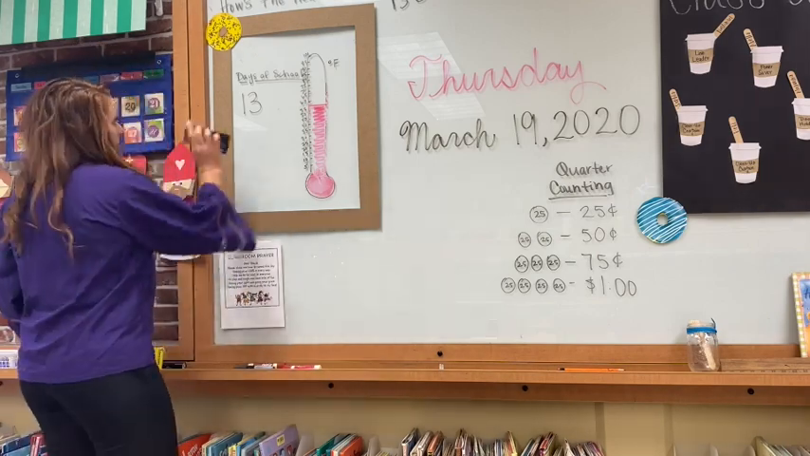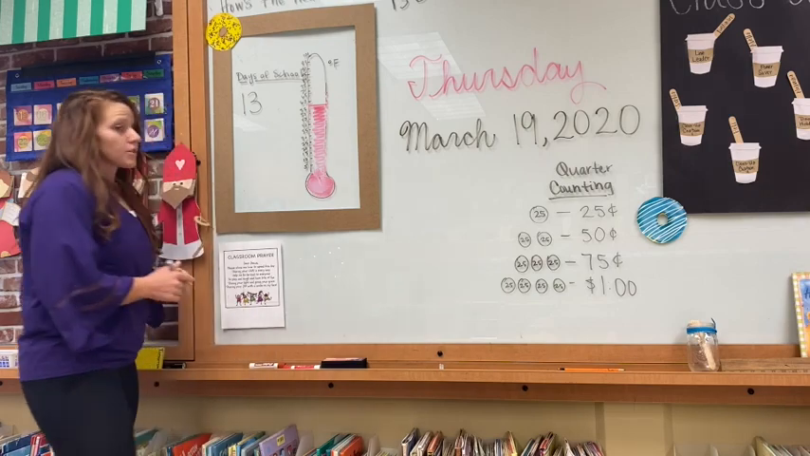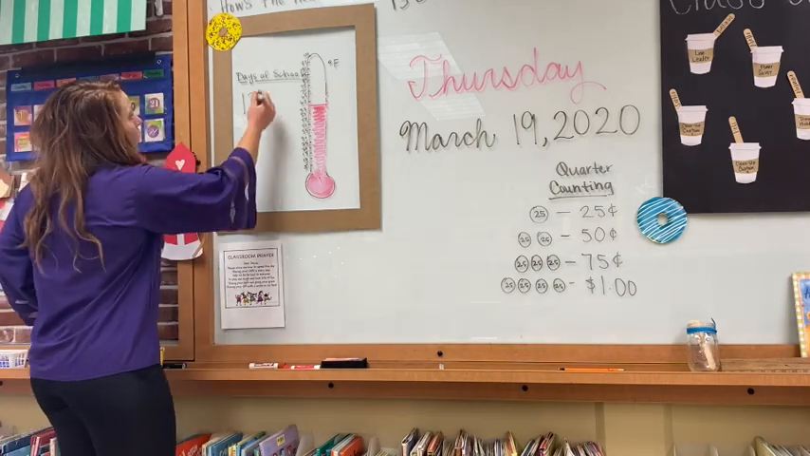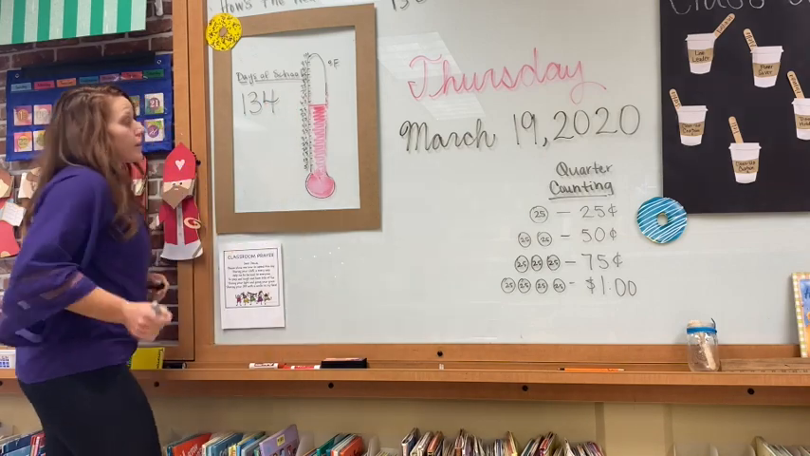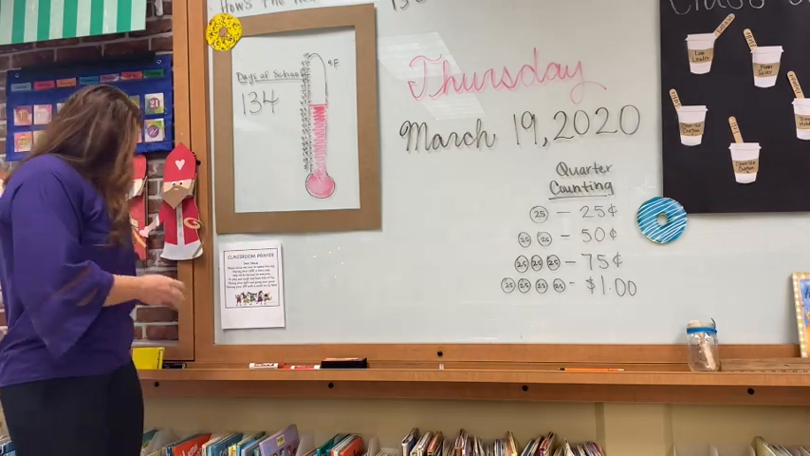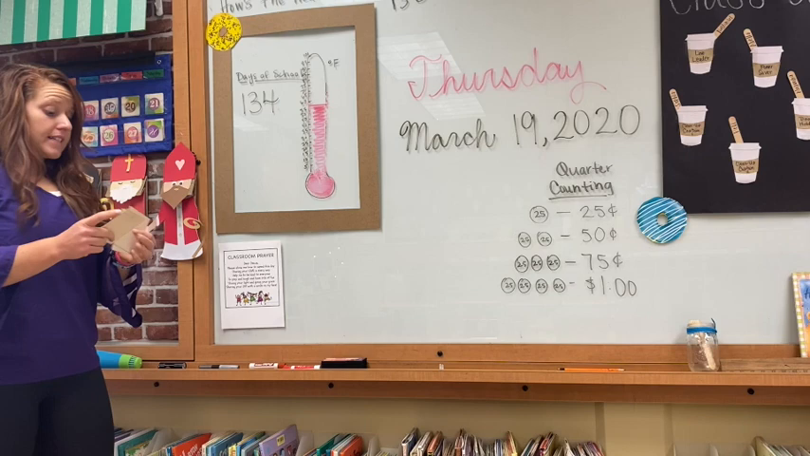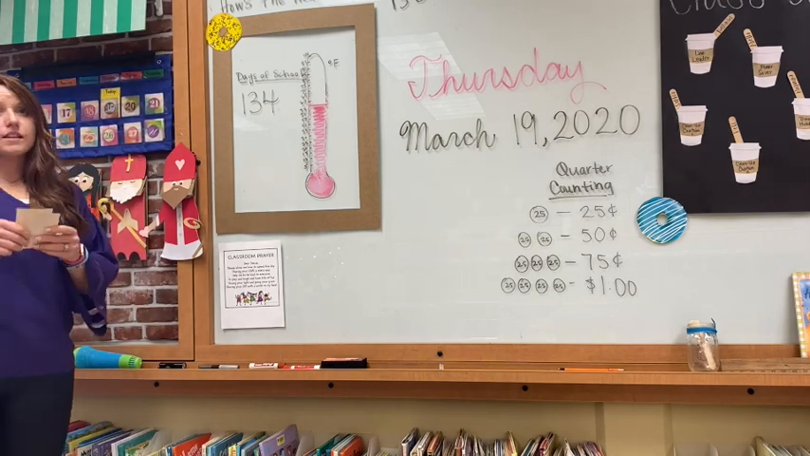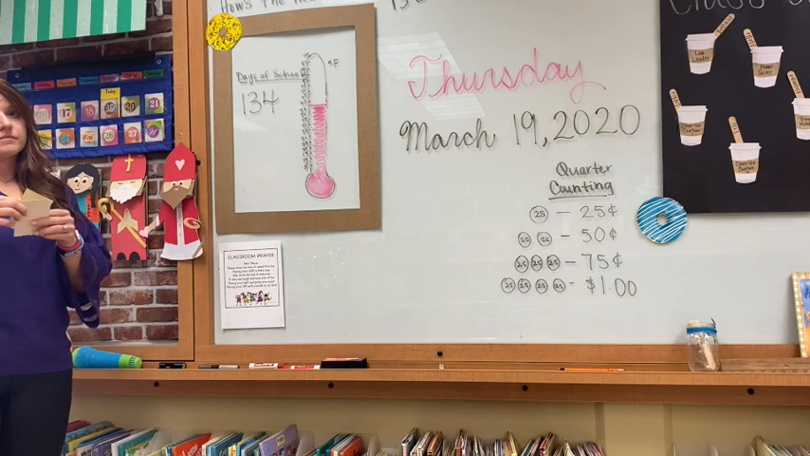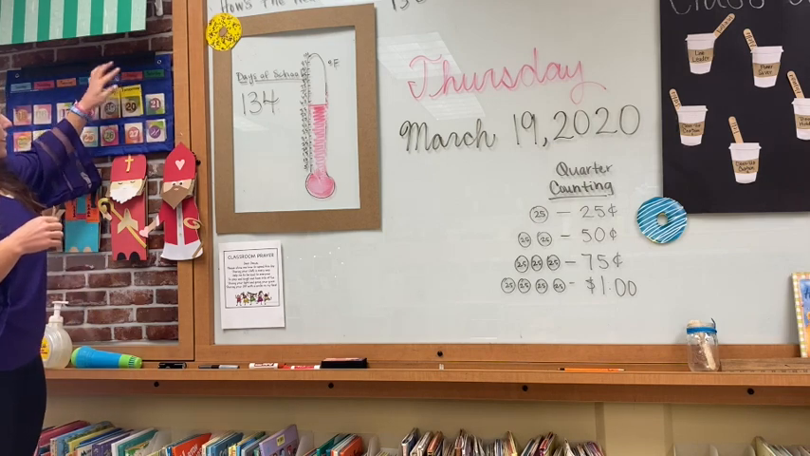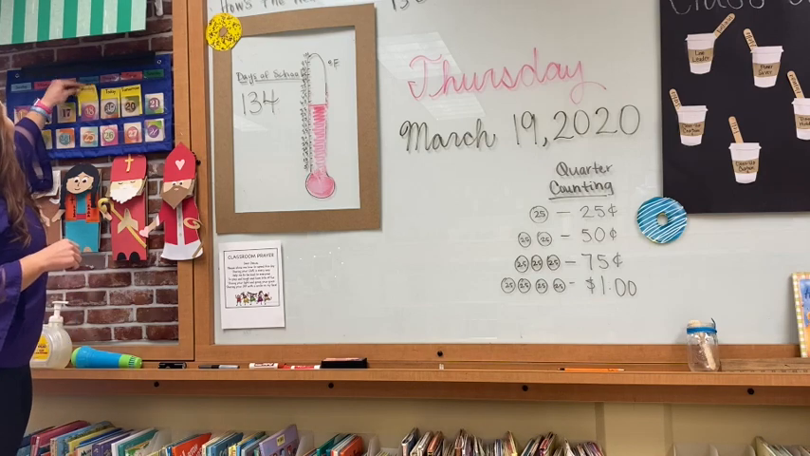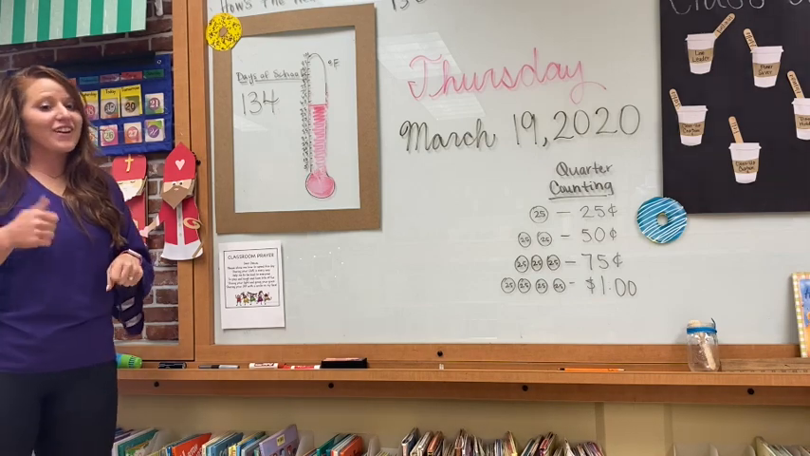If yesterday was 133 days of school, how many days of school are there today? 134. Good job. Today is Thursday, March 19th. What's tomorrow? Friday, March 20th. And what was yesterday? Wednesday, March 18th. Very good.